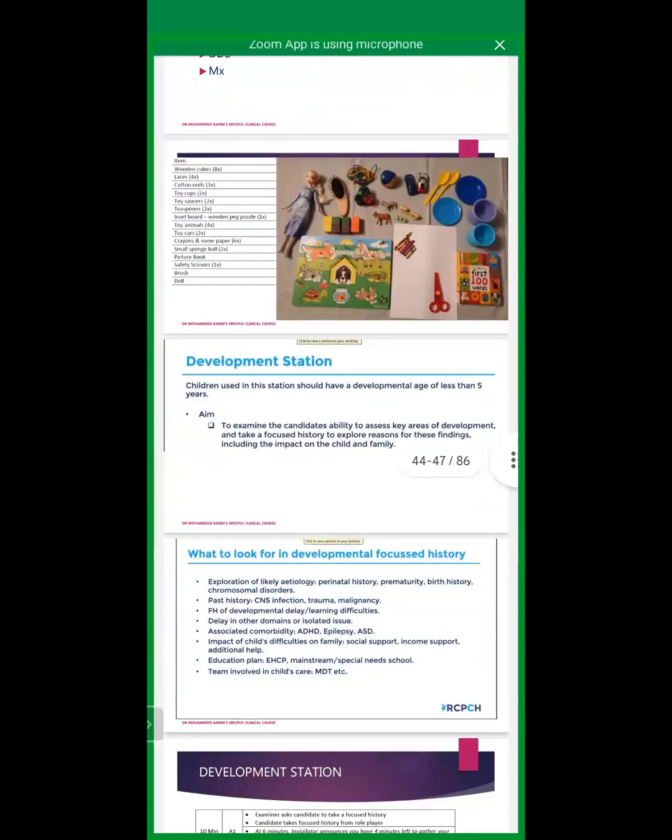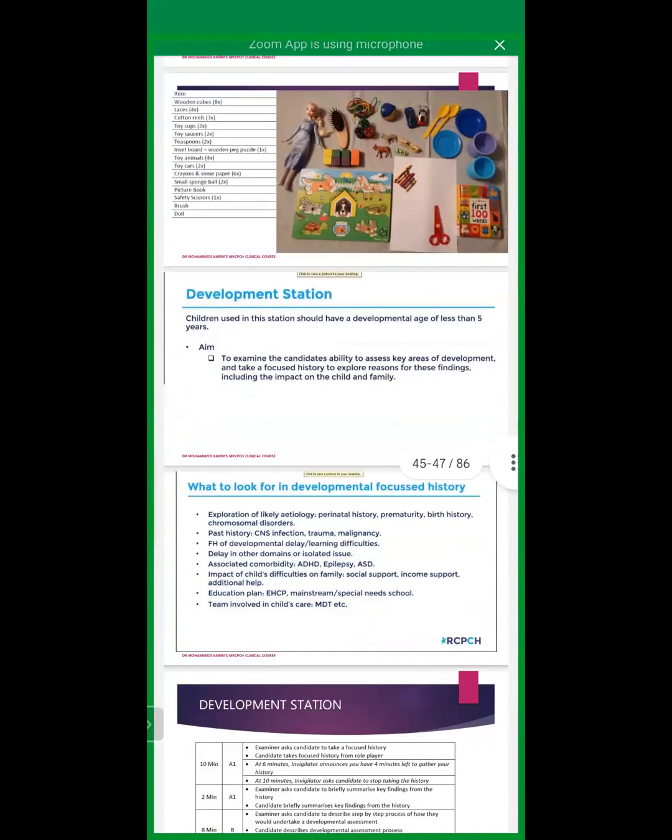So in the development station, you have to understand that this will be any age. Actually, it's not just 5 years, because now the patient is not back, but at our time we used to have small children. But this is from a pre-COVID webinar of the MRCPCH that I've got these slides from. However, the history taking is the same, right?